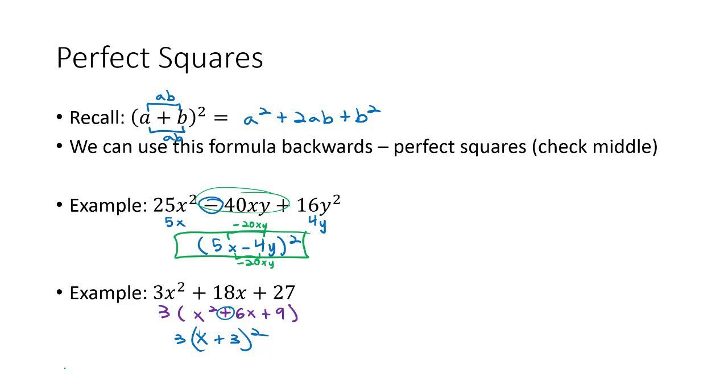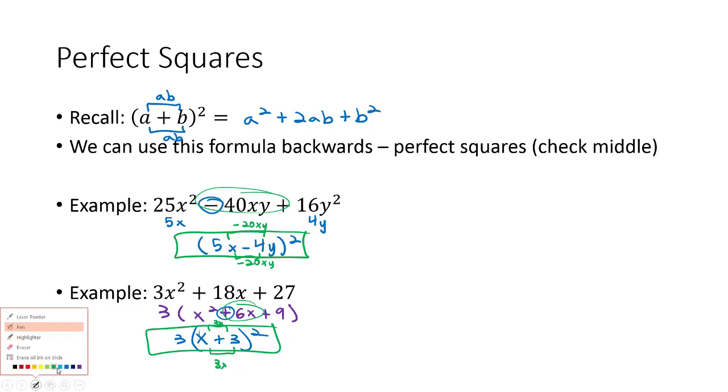Again, we always check that middle term. 3x and 3x is 6x, so it does work. We have factored that perfect square using our perfect square shortcut.